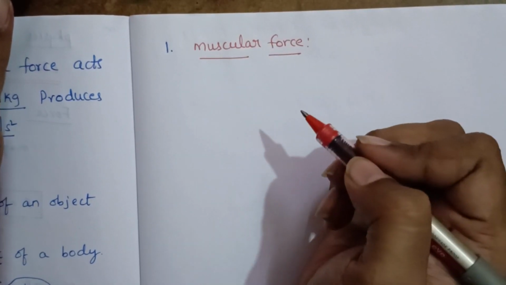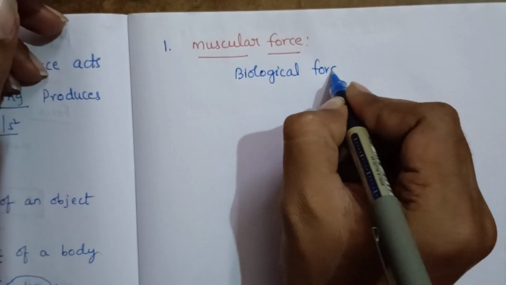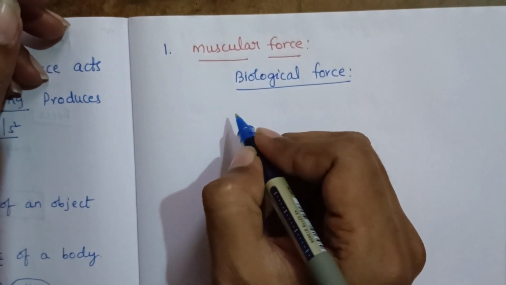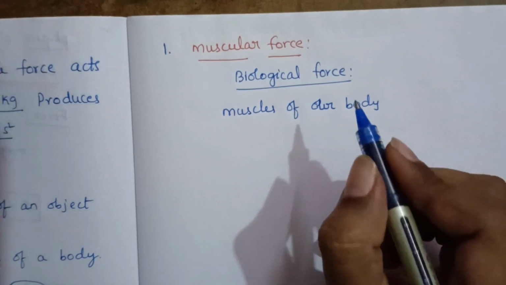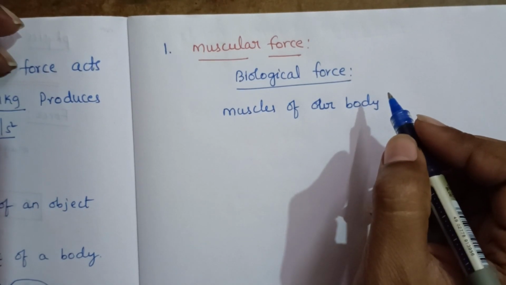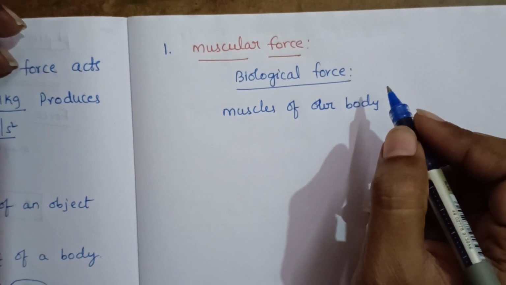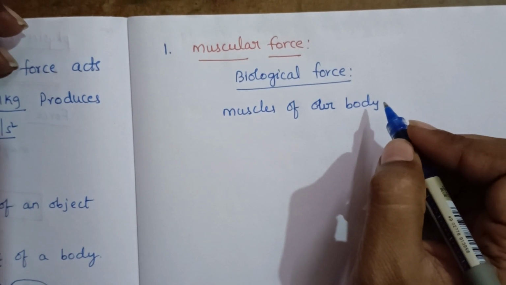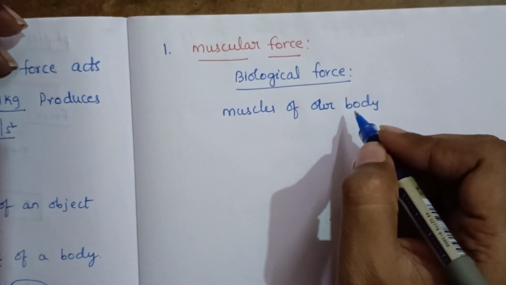Muscular force, also known as biological force, means force exerted with the help of the muscles of our body. Some examples: writing with the pen, holding the book, throwing the ball, catching the ball, hitting with the bat, kicking the football, walking, whatever we are doing in our daily life with the help of our muscles is known as muscular force.